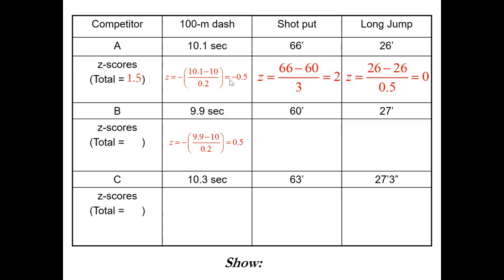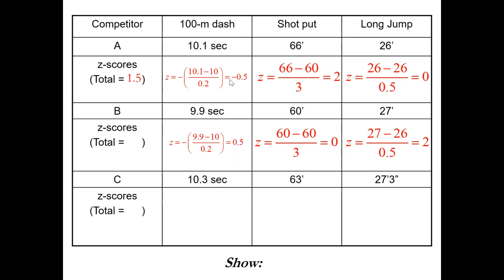Use the same formula we used for competitor A, just using their performance of 60 feet. And what you should find is 60 foot minus 60 is 0. Divide that by whatever you want, you get 0. Now try their long jump, 27 feet. You should have found that they put in a performance that was 2 standard deviations above the mean.